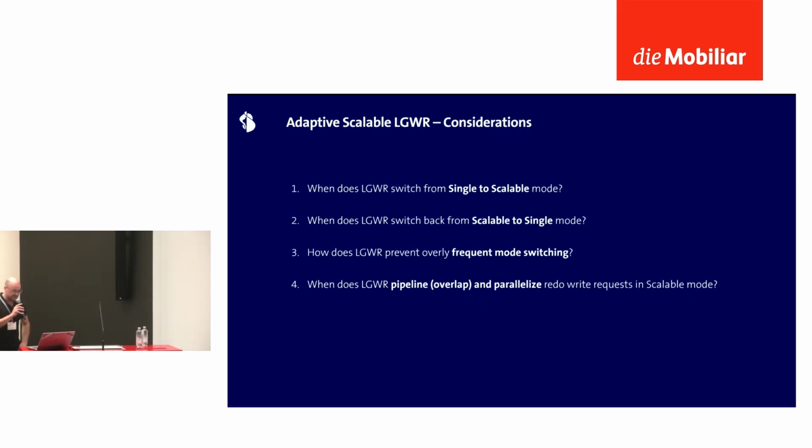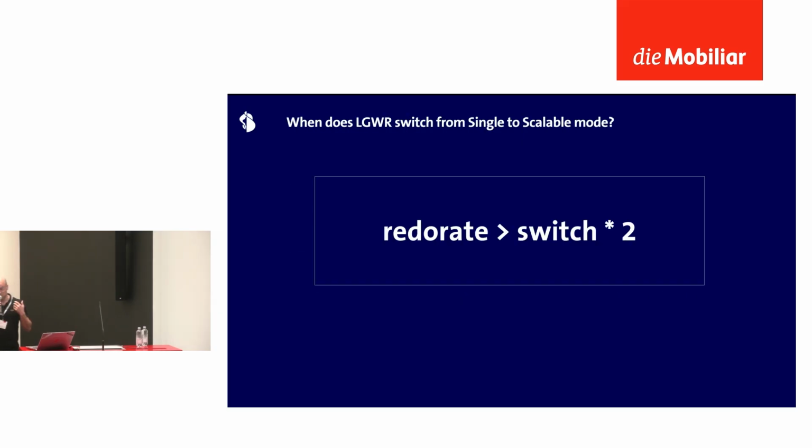Now the interesting questions, when you look at that, and this has been bothering me for quite some time, and there was no documentation, so I started investigating. Questions like, when do we switch from single to scalable, back from scalable to single mode, and what if we have too many log writer mode switches, and when does log writer issue pipelined write, and when does it issue parallelized write? So the first one, when do we switch from single to scalable mode?